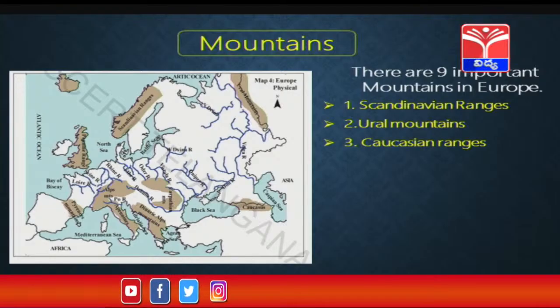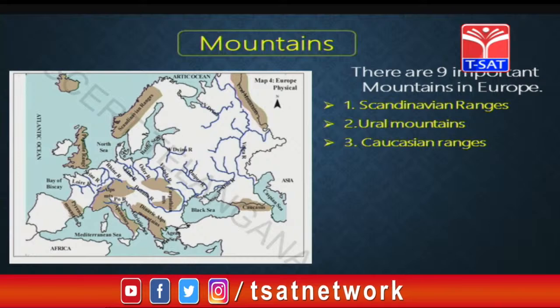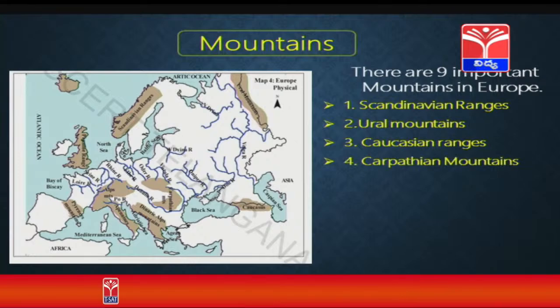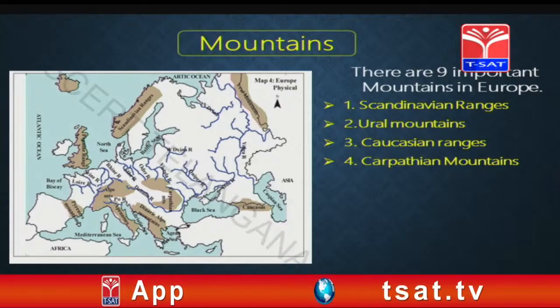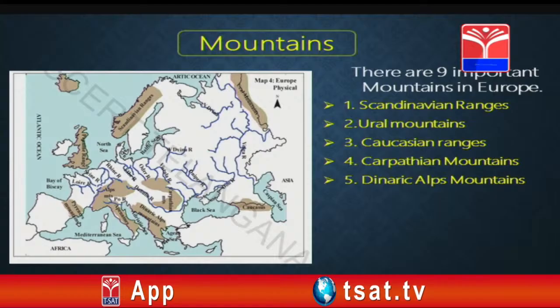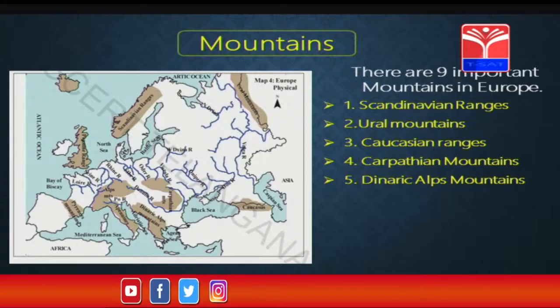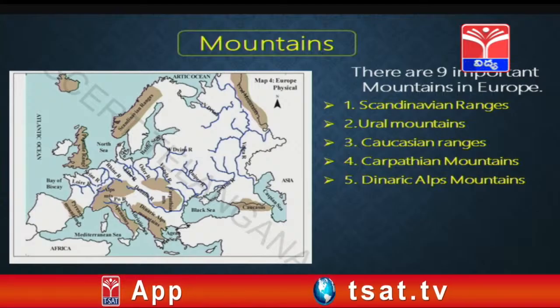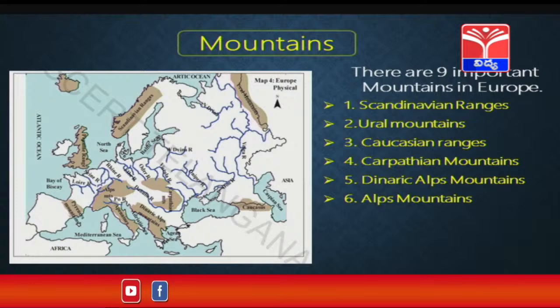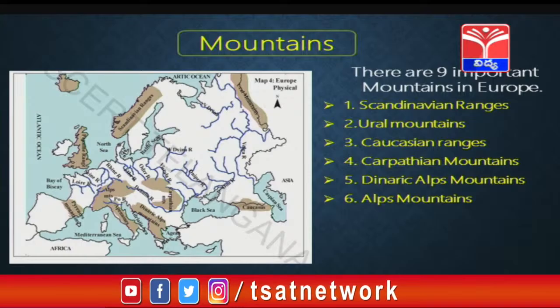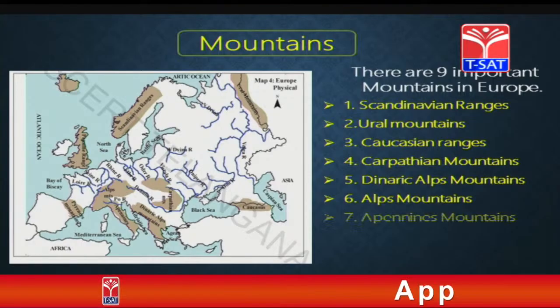Third one, Caucasian ranges that are present between the Caspian Sea and the Black Sea. Fourth one, Carpathian mountains that are present in Romania, Bulgaria and Hungary. Fifth one, Dinaric Alps mountains that are bordering the Adriatic Sea, present in Slovenia, Moldova, Croatia, etc. Sixth one, Alps mountains that are present in France, Austria, Germany and Switzerland.